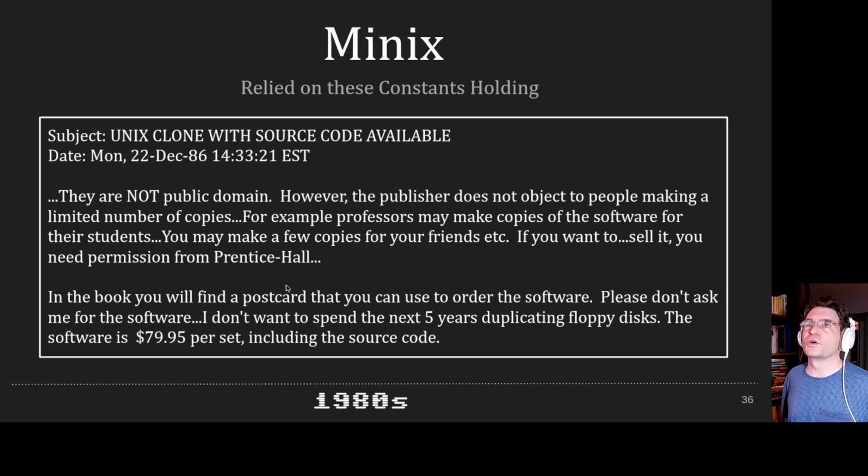In the book, you'll find a postcard that you can use in order to order the software. That's the mail order that we talked about before, and please don't ask me about the labor of trying to create these looping floppy disks. And then he has his nominal price with the source code.